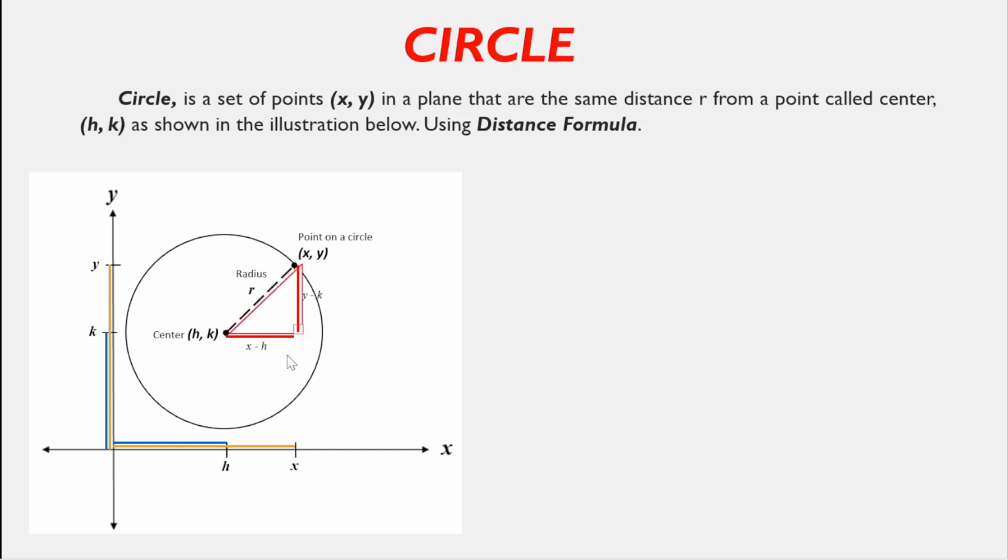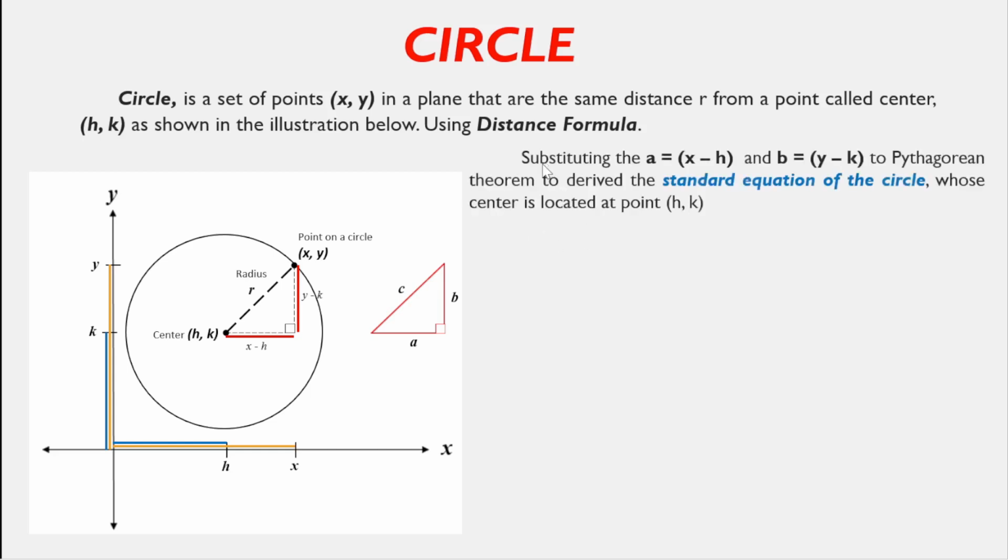As we relate this to a right triangle, we all know that in solving a right triangle, we use the Pythagorean theorem. This is our hypotenuse labeled as c, and these are the two legs of our right triangle labeled as a and b. So let us now discuss how the equation of the circle in standard form is derived. From the Pythagorean theorem, we substitute a with x minus h, and b with y minus k.